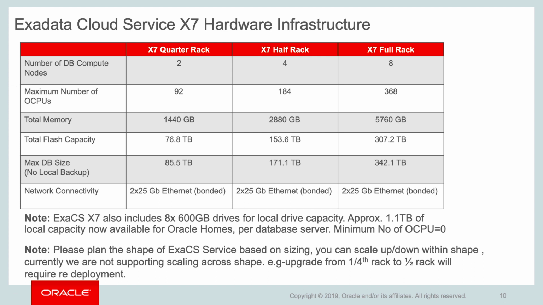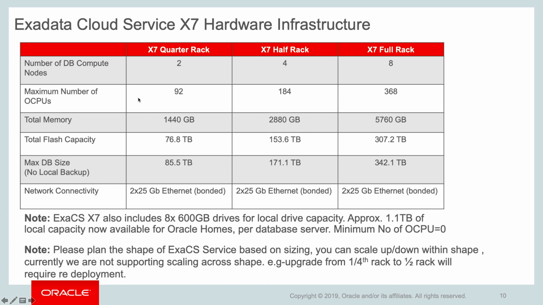In terms of the number of database compute nodes, the X7 quarter rack has 2, the half rack will have 4 compute nodes, and the full rack is going to have 8 of them. The maximum number of OCPUs supported by a quarter rack is 92, a half rack supports 184 OCPUs, and a full rack supports 368.